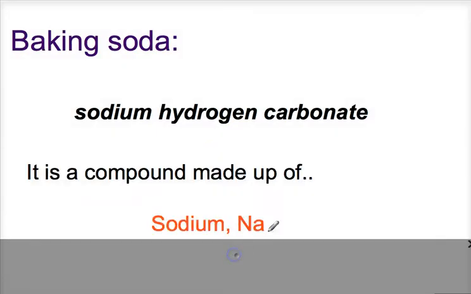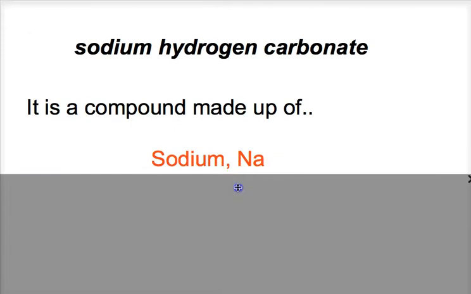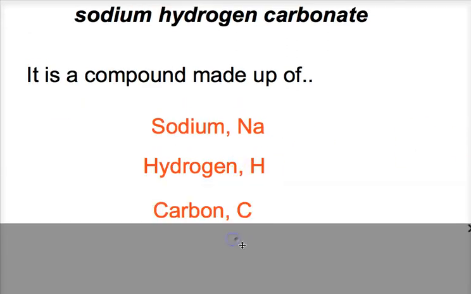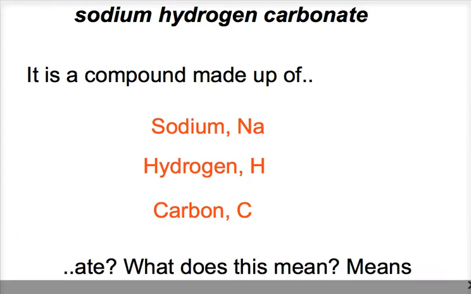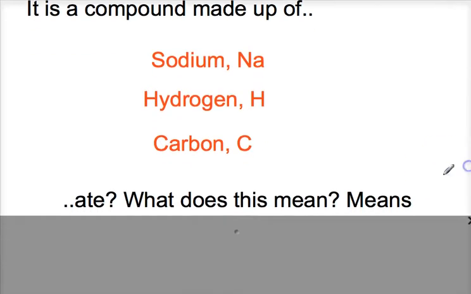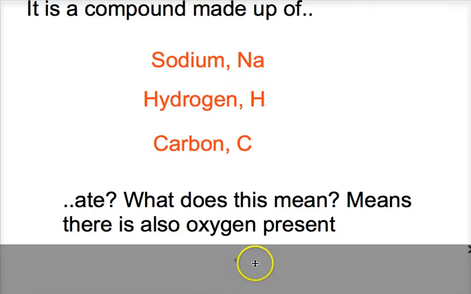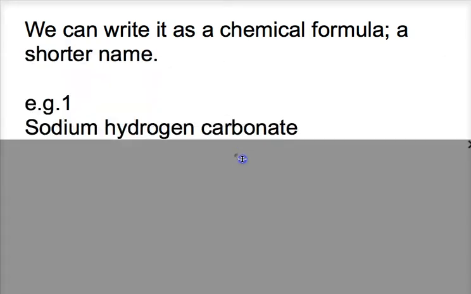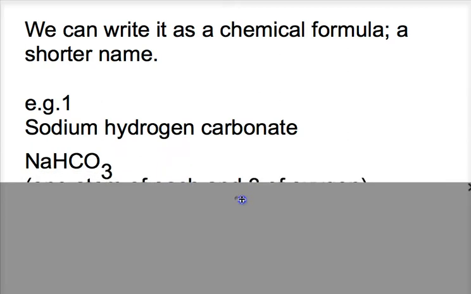So it's made up of sodium, hydrogen, carbon, and the 8 tells us that we have oxygen present too. So we've got sodium, hydrogen, carbon, and oxygen present in sodium hydrogen carbonate. And we can write that in a shorter way, a shorthand form.